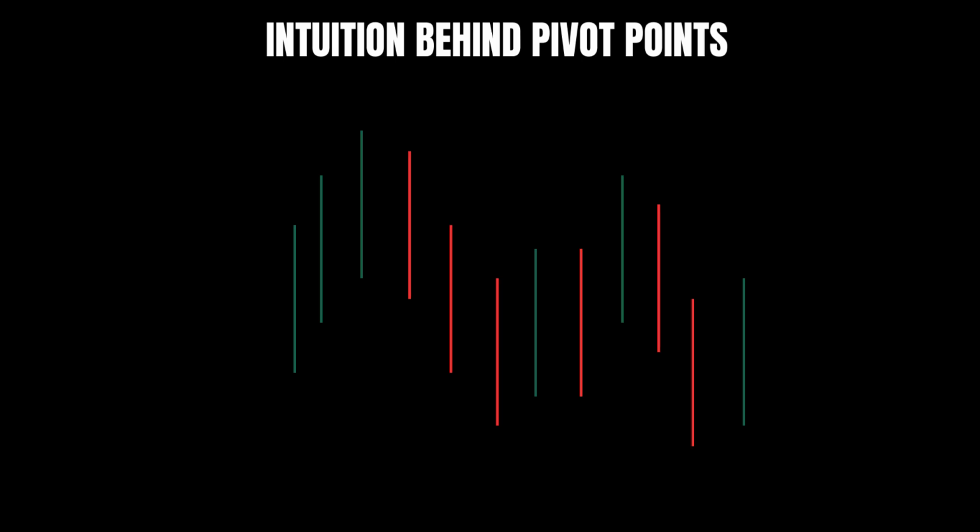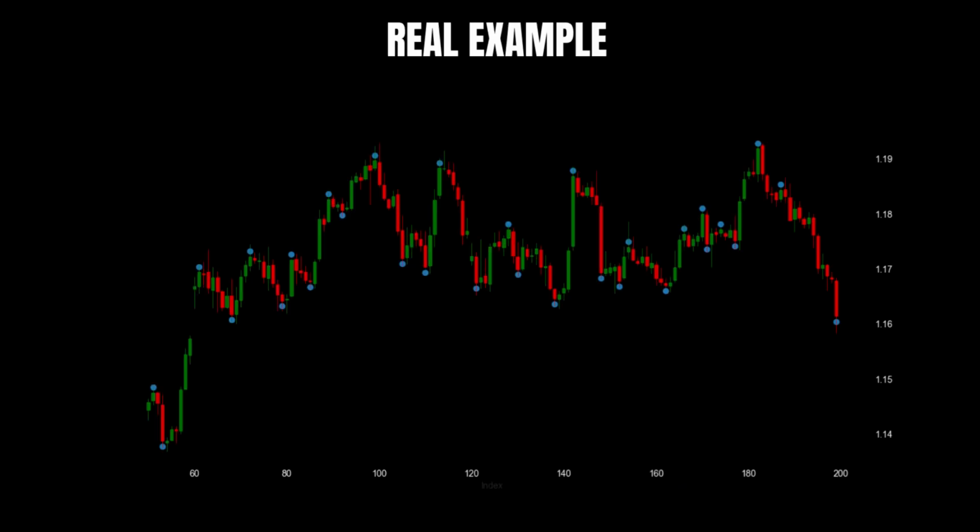The intuition behind pivot points is that there are focal points of interest. Given a time series, these are points that you would visually use for market structure. The blue points are the pivot points. Here is an example from real data. We will use these points to detect the different patterns. Let's start with the head and shoulders pattern.